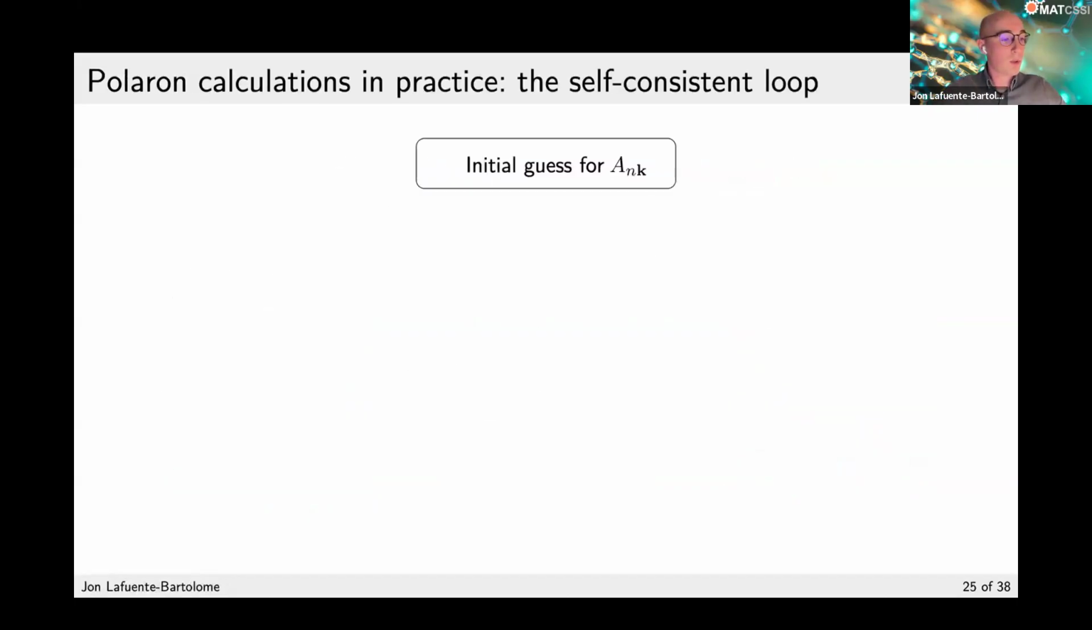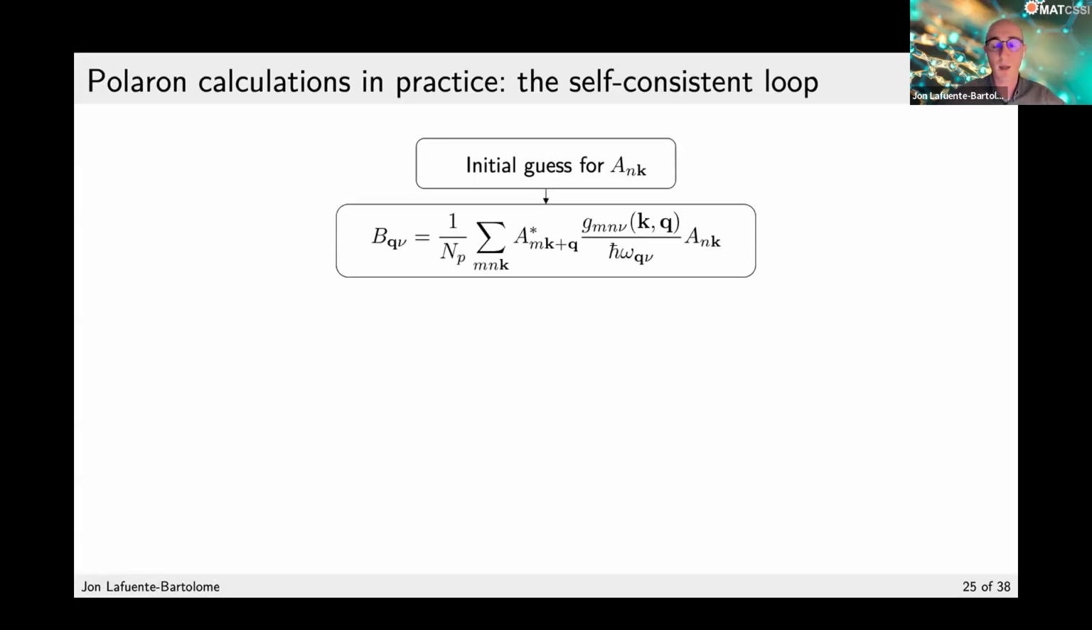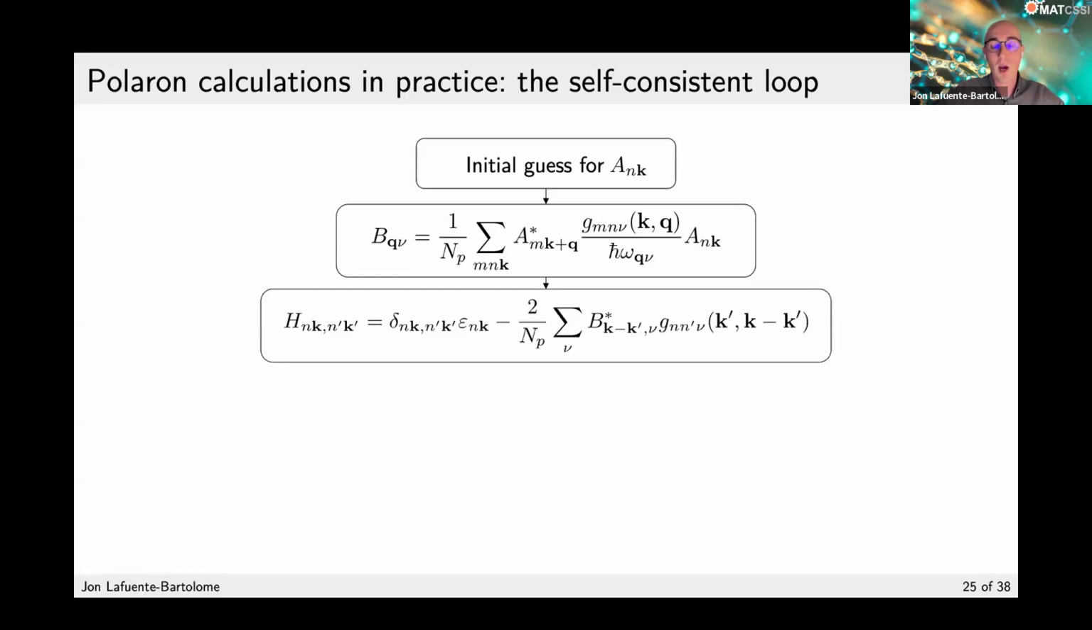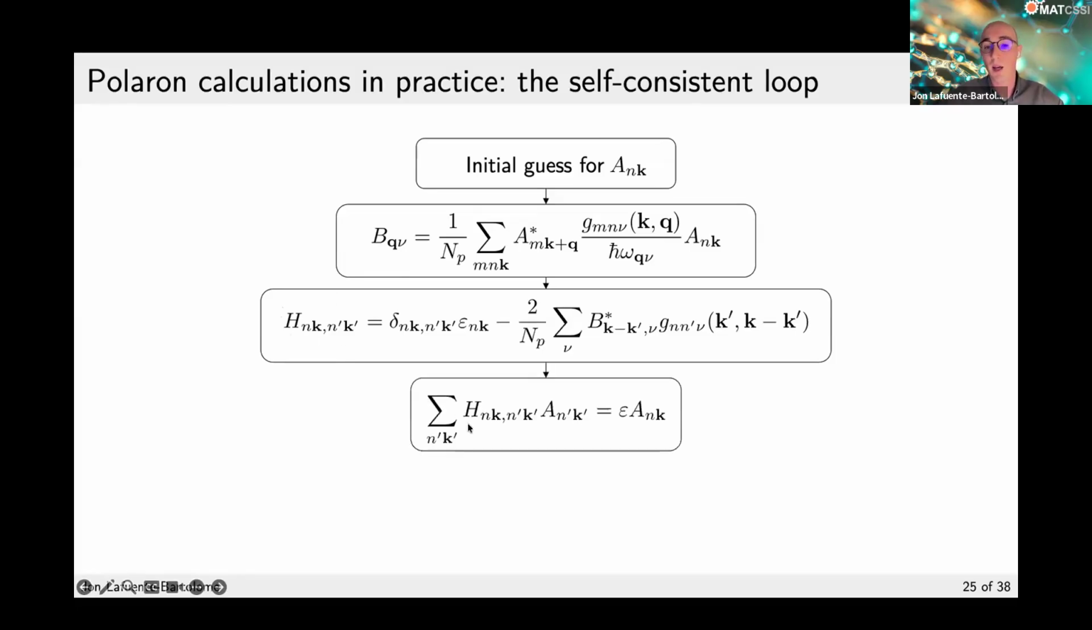Okay, so now let's move to practical calculations. Let me show you first what is the typical workflow one needs to solve. So typically one starts the calculation with an initial guess of the coefficients A_k. And from here, one computes the B_qν coefficients using one of the equations I showed you before. If one integrates these B_qν coefficients into the equation of the electron part, one can define an effective Hamiltonian for the polaron that then can be diagonalized to obtain the A_k coefficients and the polaron eigenvalue.